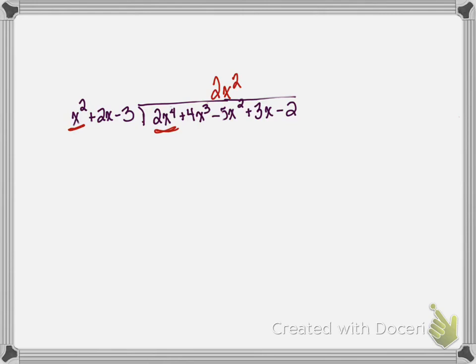Now, I'm going to multiply. 2x squared times minus 3x, or just minus 3, is going to give me negative 6x squared. 2x squared times 2x is going to give me 4x to the third. 2x squared times x squared is going to give me 2x to the fourth. And what are we doing? Subtracting. So I've got to make all of this its opposite.